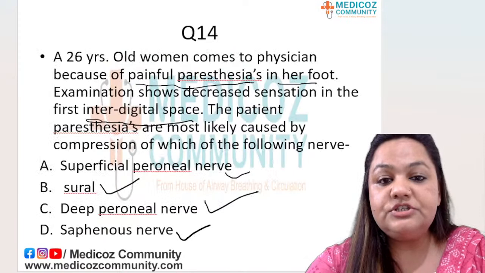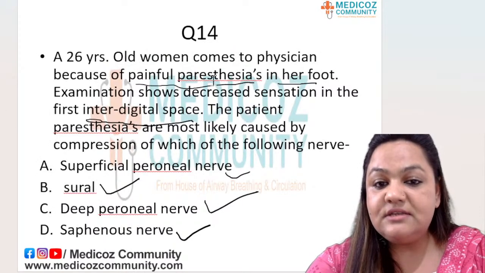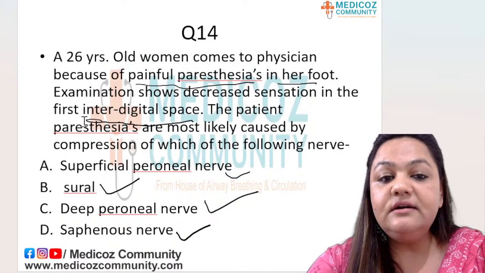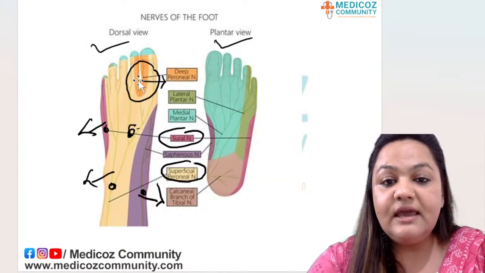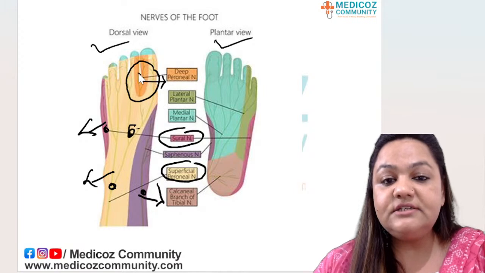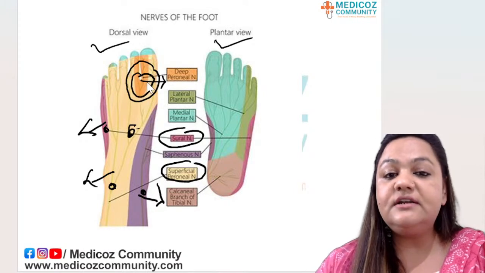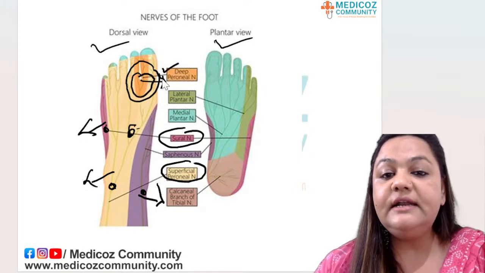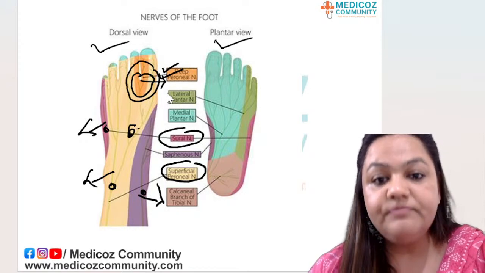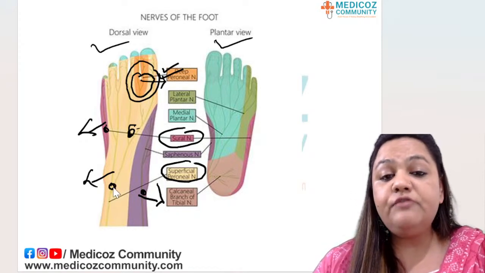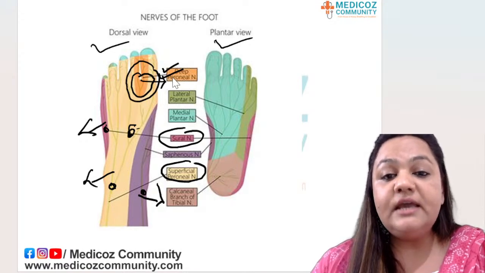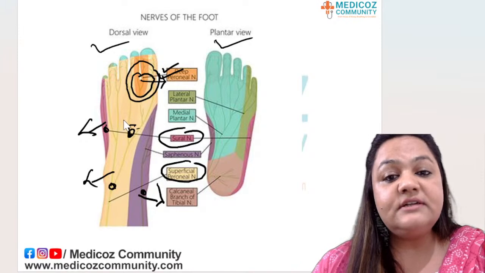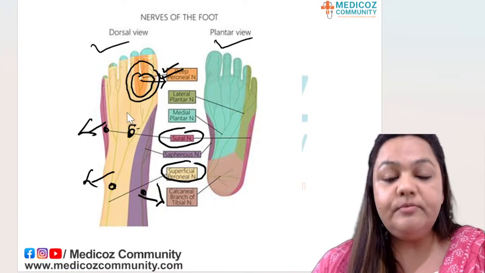So what was the condition? There was painful paresthesia in the first interdigital space. With the help of this diagram, you can say this is the first interdigital space, and it is supplied by the deep peroneal nerve. Now the deep peroneal nerve, as we discussed yesterday, is a terminal division of the common peroneal nerve.